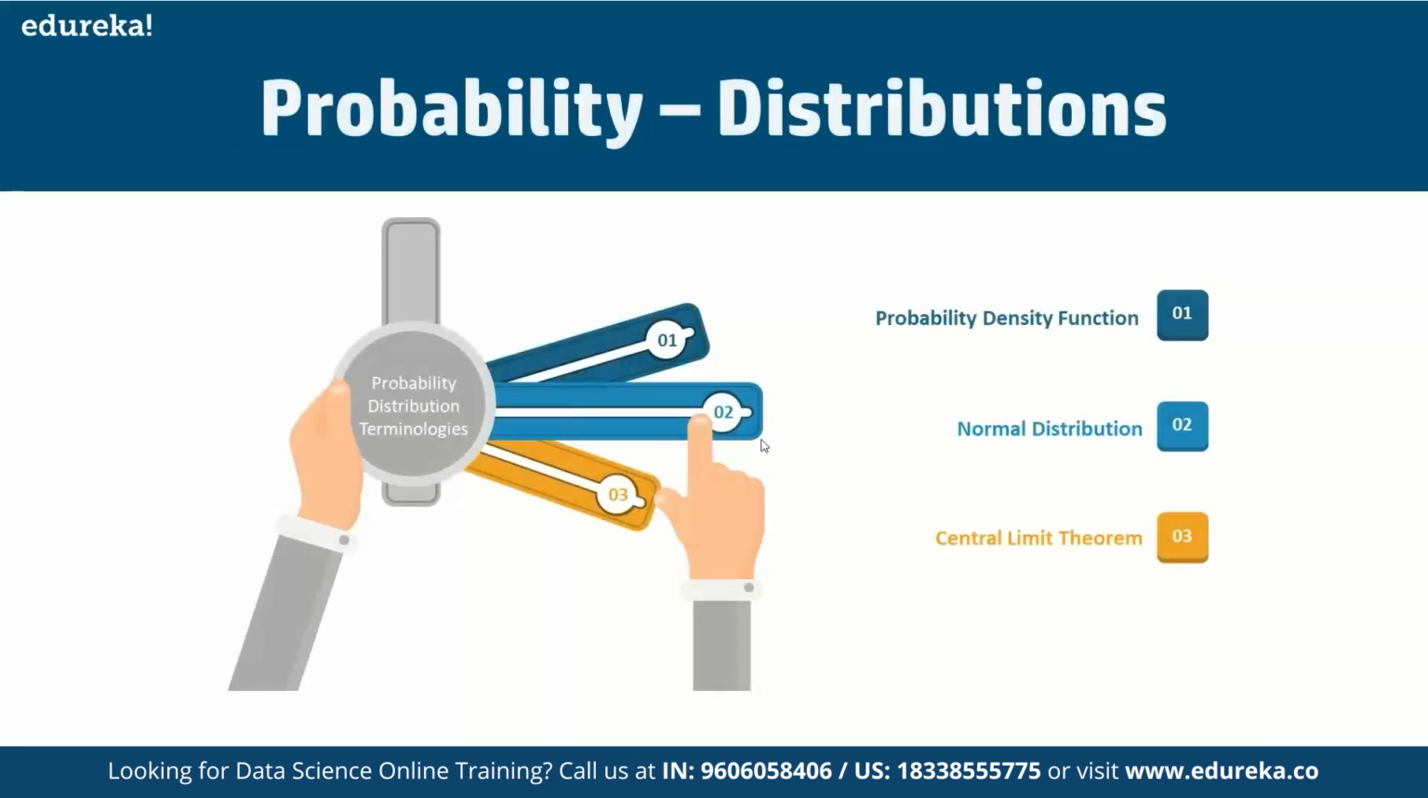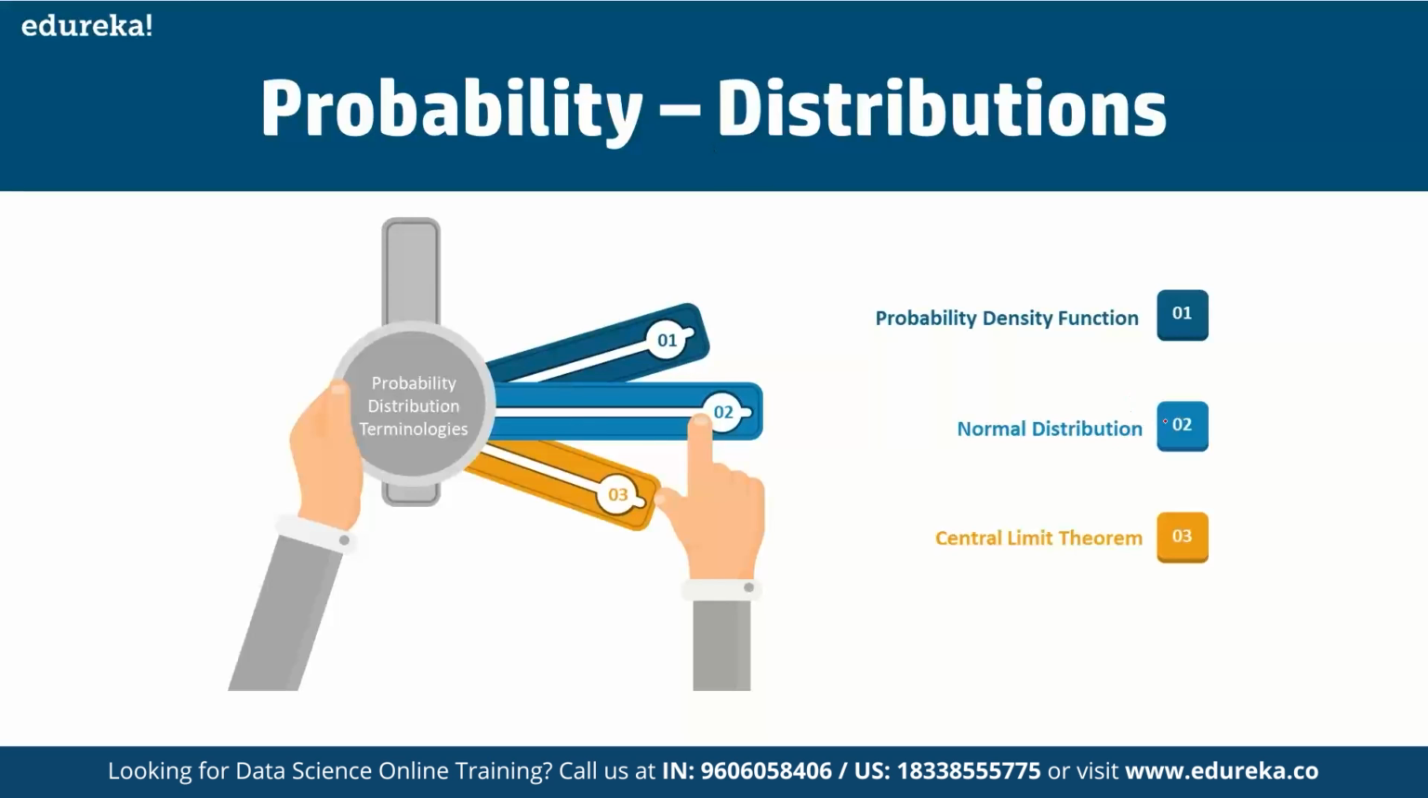So we just discussed the different types of probabilities. We do have something called probability distribution. So what is probability distribution? We have something called probability density function. It is actually called PDF, or also called PMF.